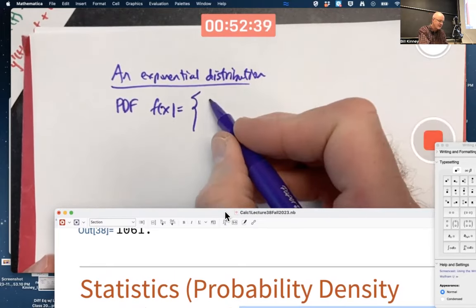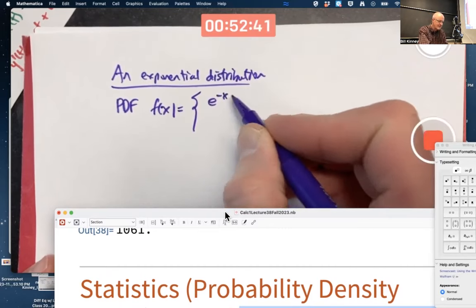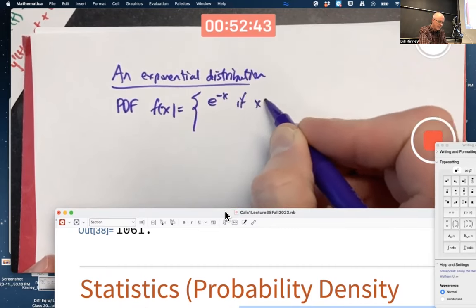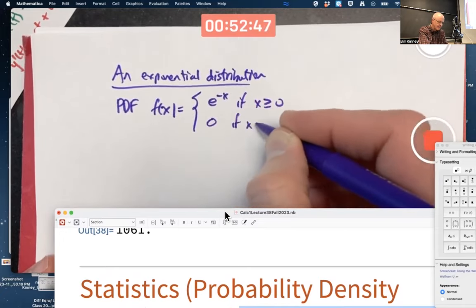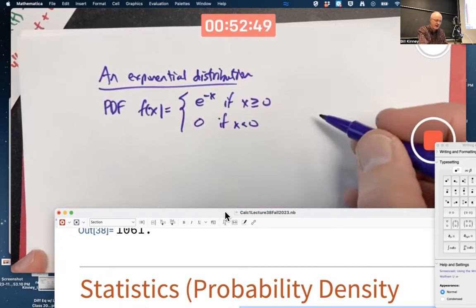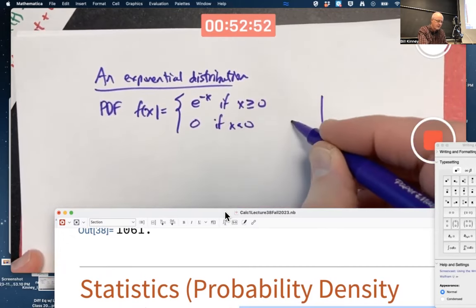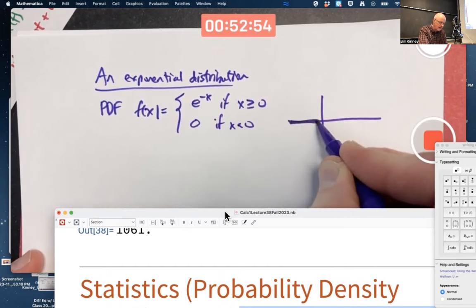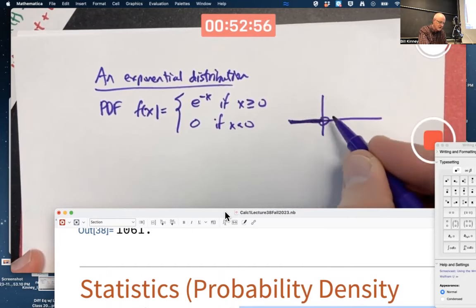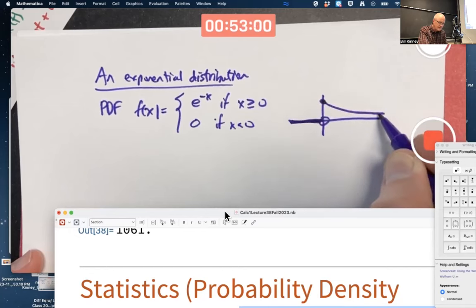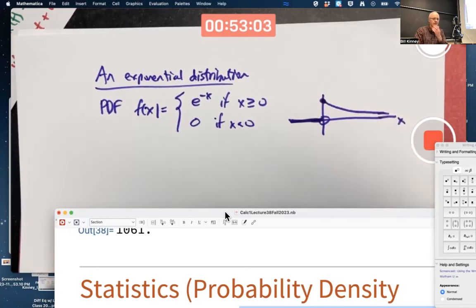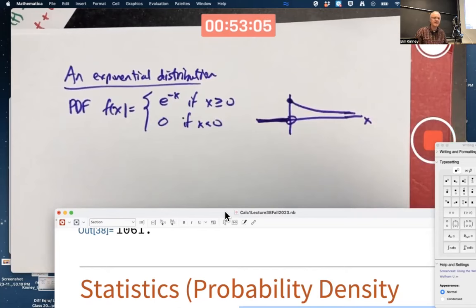It's exponential decay, say e to the negative x, if x is greater than or equal to 0, and 0 if x is less than 0. So this is a function whose graph looks like this. 0 over here, then it jumps up to an exponential decay that looks like this. Actually, maybe I should have used t for the variable, because often in applications, the variable represents time.